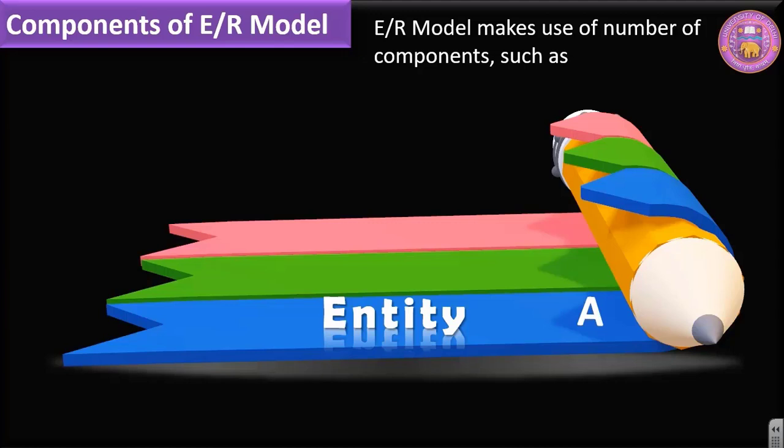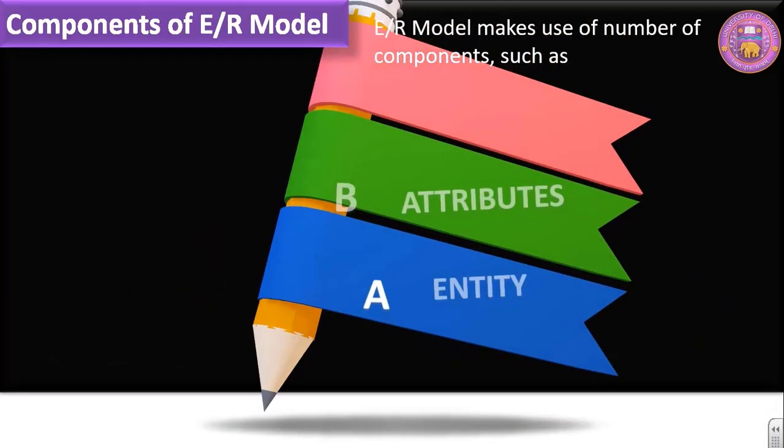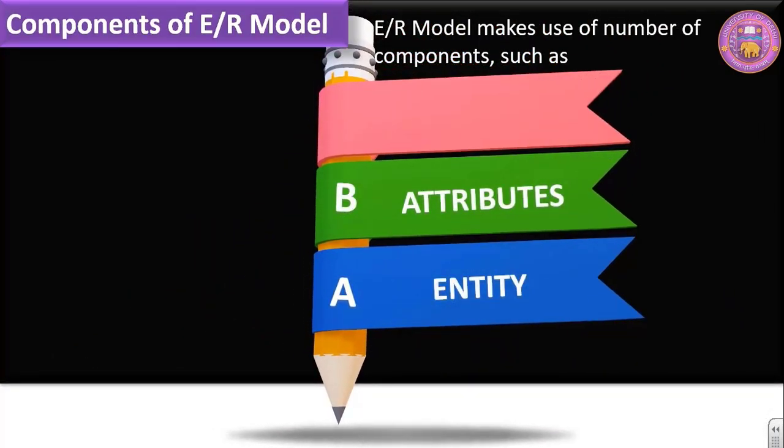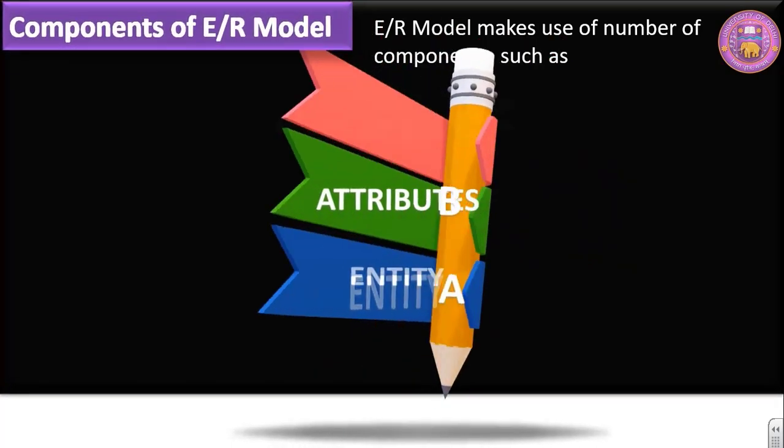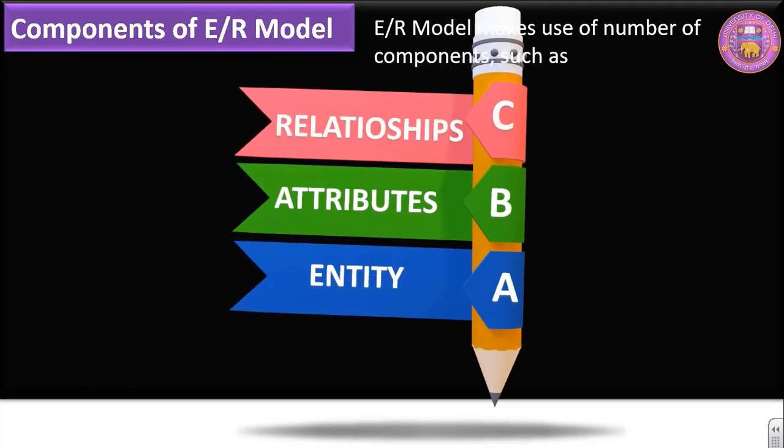The ER model makes use of a number of components. The first one is entity, the second one is attributes, and the third one is relationships. So the ER model makes use of these three components: first entity, second attributes, and third relationships.